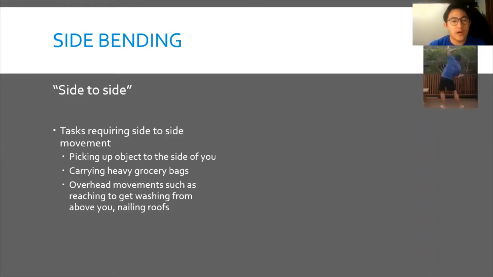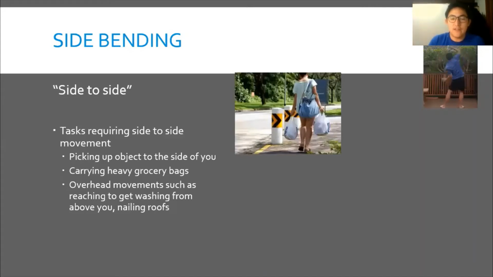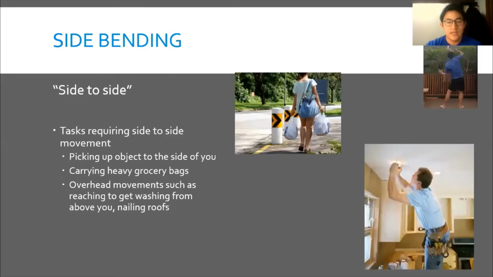Tasks that require side to side movements include picking up an object to the side of you. They can involve carrying heavy grocery bags, and we can see the lady in the picture there is a bit side bent to the left, because the bags are a little bit low on the left, so the left shoulder's lower to the ground. Overhead movements such as reaching to get your washing from above you, nailing roofs, or changing lights are going to involve a fair bit of side bending as well.